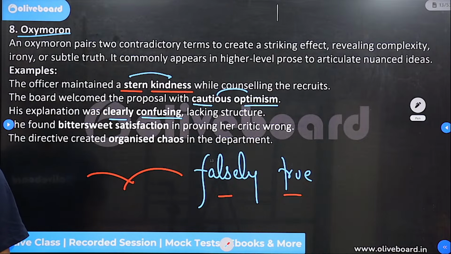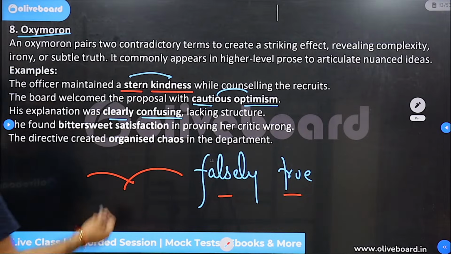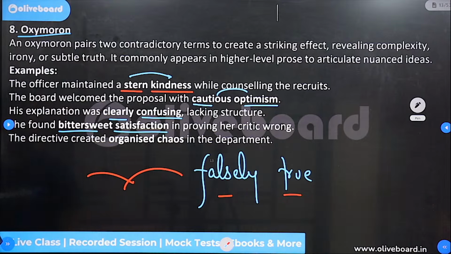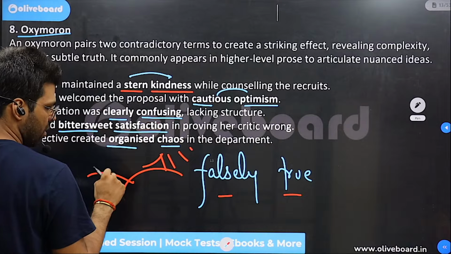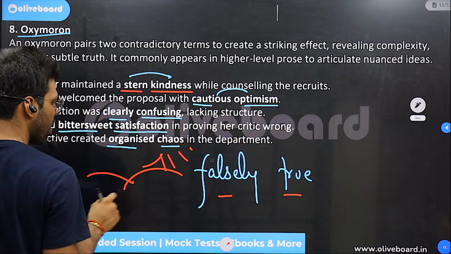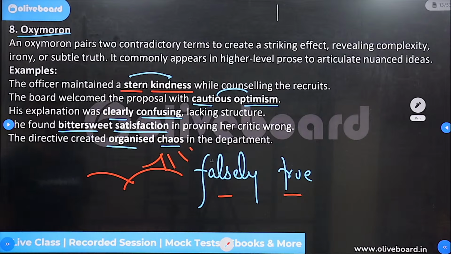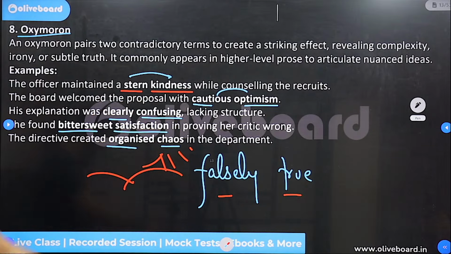He found, or she found, bittersweet satisfaction. If that's satisfaction, how can that be bitter? He created organized chaos. Chaos is disturbance. When things are not organized, how can chaos be organized? Oxymoron. Sweet poison. Alone together. Great.